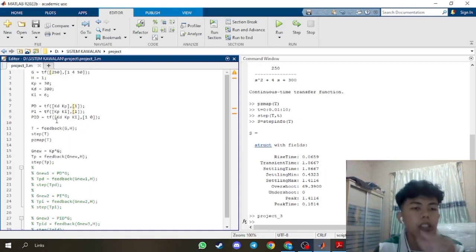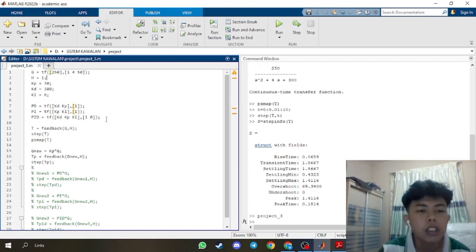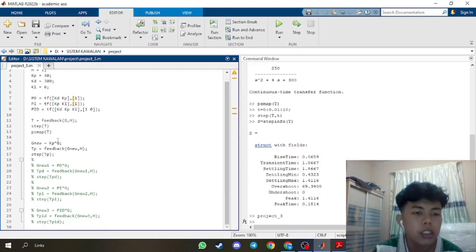So first I make PD. PD is equal to KD and KP, and PI is KP and KI. Lastly, PID is equal to the transfer function, and this is how I code in the MATLAB editor to get the answer. I can show you an example. I comment and uncomment P, PD and PI. So if I want PID, I just uncomment PID and run.